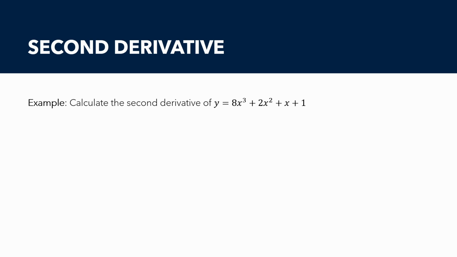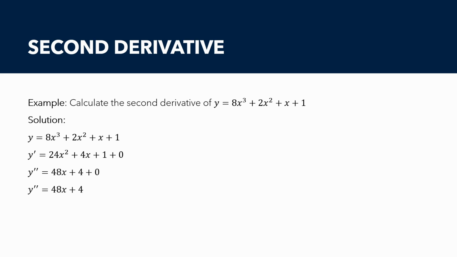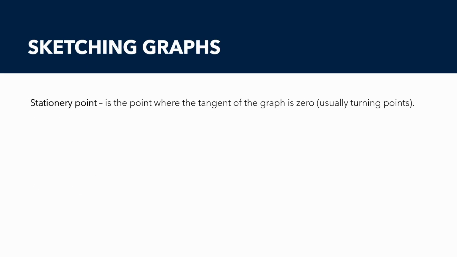Let's take a look at an example. It says, calculate the second derivative of y equals 8x cubed plus 2x squared plus x plus 1. The solutions are as follows. I know that y equals 8x cubed plus 2x squared plus x plus 1. That is my given function. And hence the first derivative, represented by y prime, is equal to 24x squared plus 4x plus 1 plus 0. And the second derivative now will be 48x plus 4 plus 0, and hence the second derivative is 48x plus 4. Pretty simple. Let's move on to stationary points.